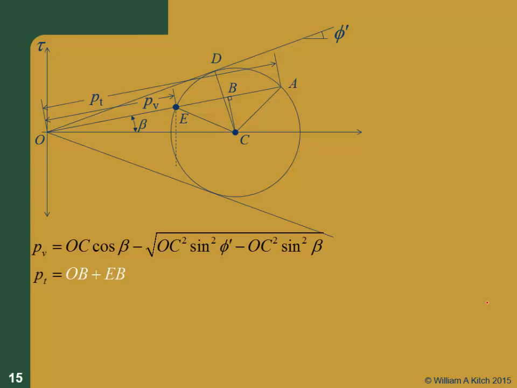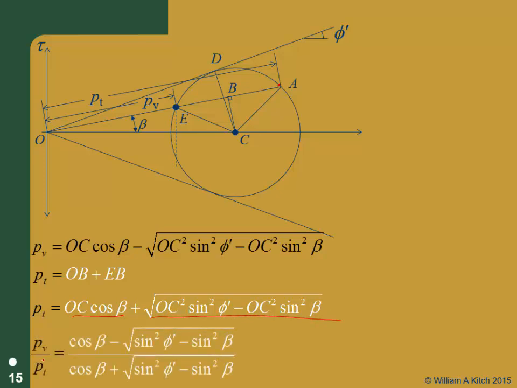And PT, which is the stress on the top, has got to be OB plus EB. So that's OC cosine beta plus the square root of OC squared sine squared phi minus OC squared sine squared beta. And then I can write the ratio of these two as cosine beta minus the square root of sine squared phi minus sine squared beta, over cosine beta plus the square root of sine squared phi minus sine squared beta.